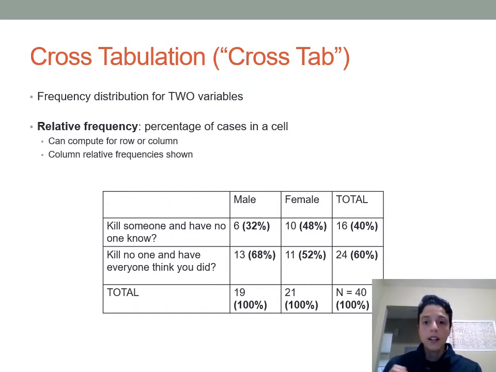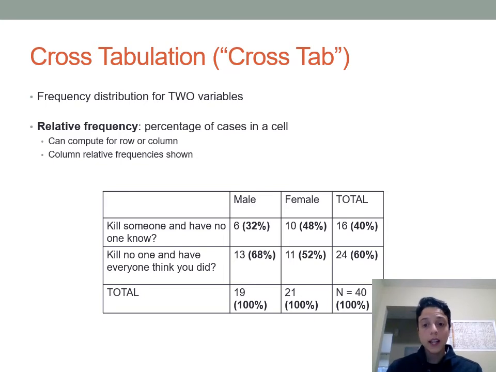If you look at the female column, we have 10 females who said that they would rather kill someone and have no one know out of 21, and that comes out to 48%. So 48% of the females in the class said that they would rather kill someone than kill no one. On the flip side of that, 11 out of 21 females in the class said that they would rather kill no one and have everyone think they did than kill someone and have no one know. So we've got 11 out of 21 there, and that's 52% of the women in the class gave that answer.